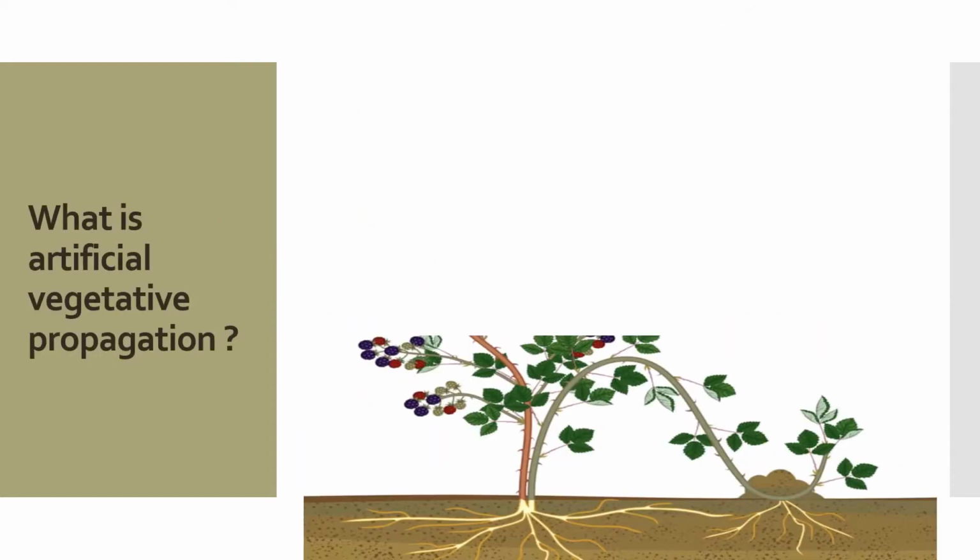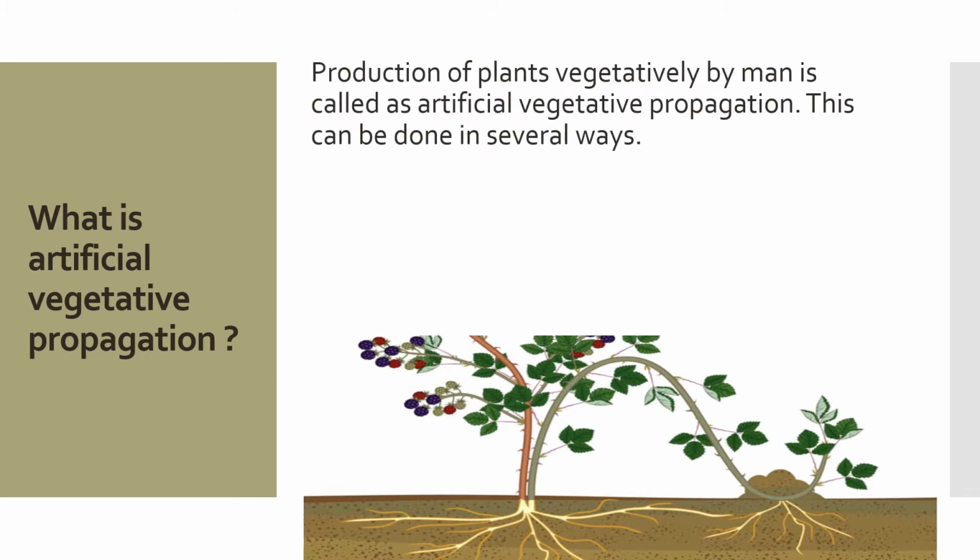First we will see what is artificial vegetative propagation. If you consider the definition, it is the production of plants vegetatively by the involvement of man. So here people produce new generation of plants using the different plant parts of the mother plant. If you consider the methods used in this artificial vegetative propagation, the main method is the use of stem cuttings. Here we use the stem cuttings and allow it to root and produce the new plant.